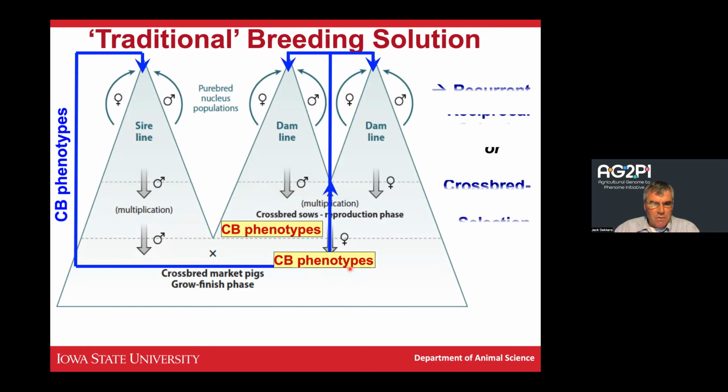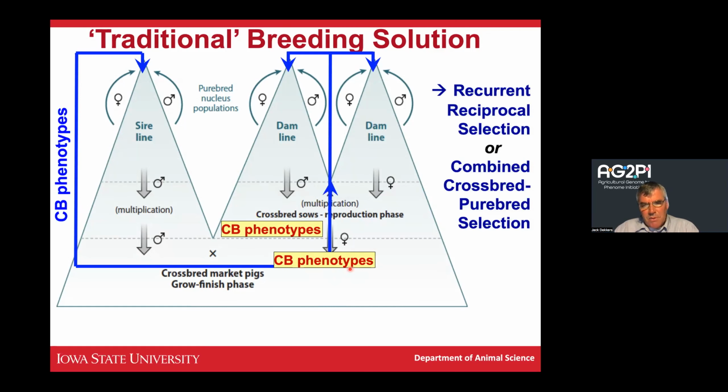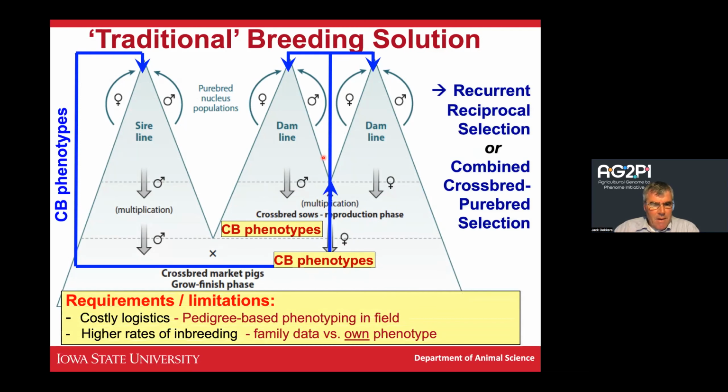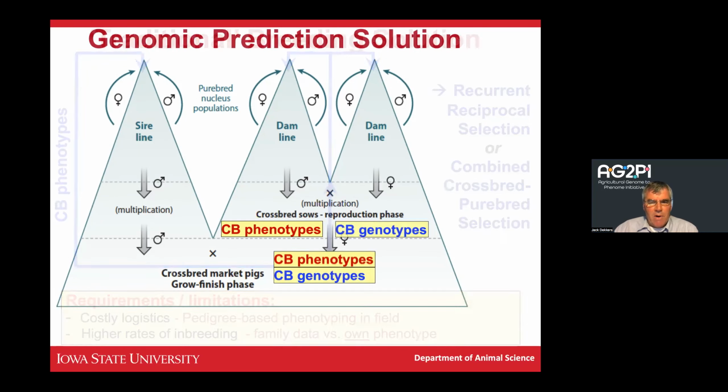It involves lots of logistics, and that has resulted in what's called recurrent reciprocal selection, or combined crossbred and purebred selection, where you use data at the commercial level on crossbreds, but still also use the purebred data in the nucleus, because that's still also informative. But it's very costly in terms of logistics, requires pedigree, and it also ends up leading to higher rates of inbreeding because you use a lot of family data in your selection program.